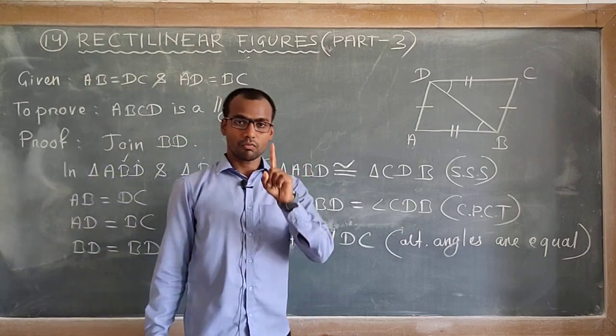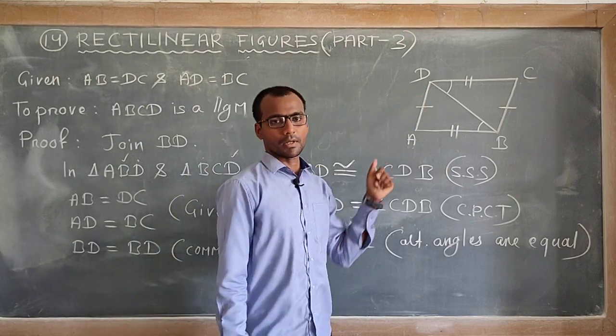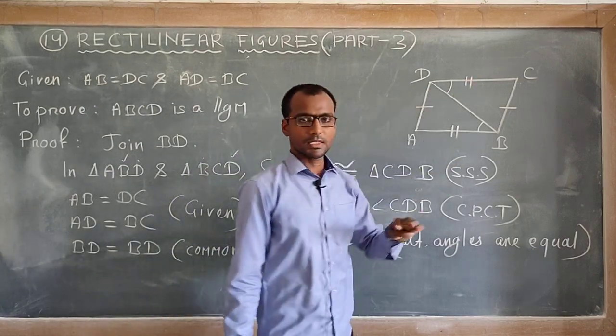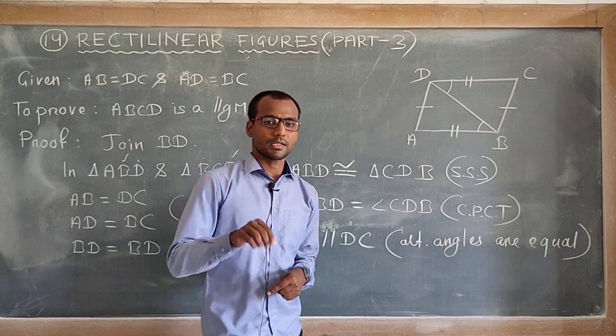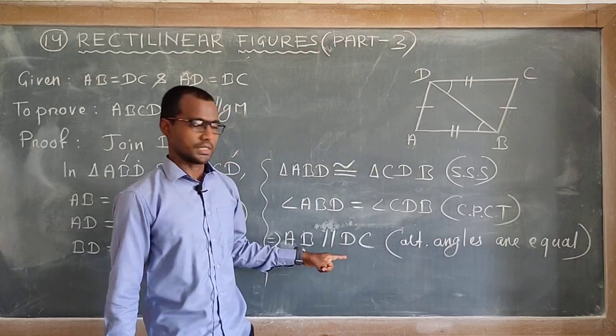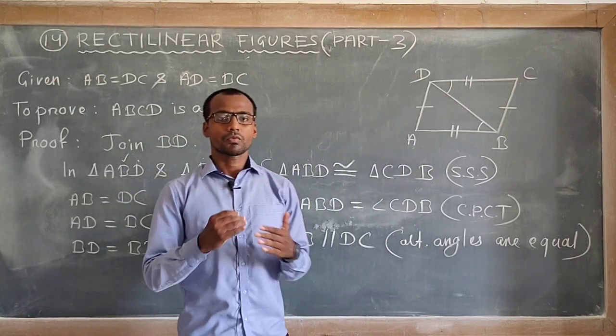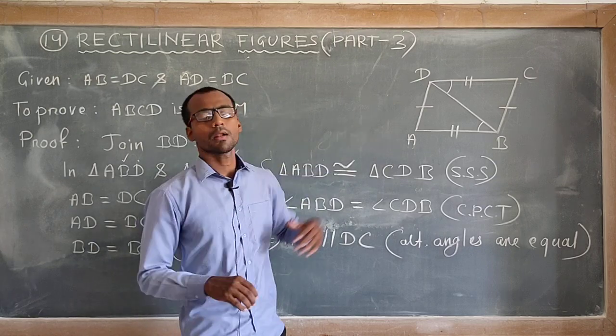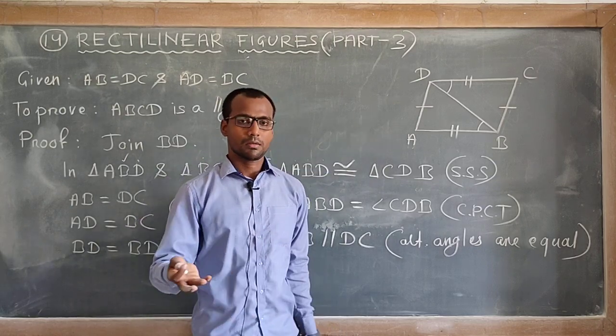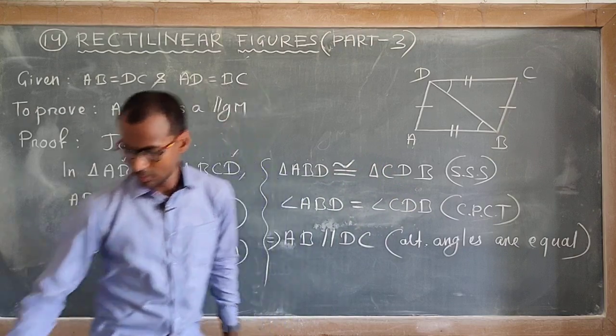Now we can use theorem number 1. Look at the figure ABCD. AB is equal to DC. This is given from the beginning, and just now we got that AB is parallel to DC. So one pair of opposite sides of this quadrilateral are parallel and equal. So it is a parallelogram.